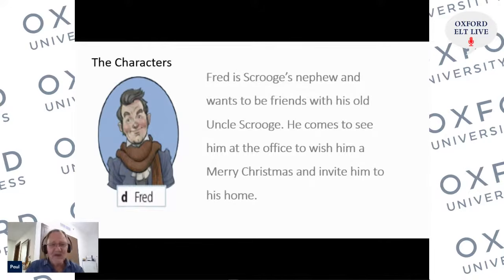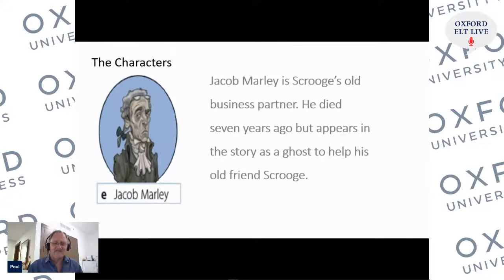Fred is Scrooge's nephew and wants to be friends with his old Uncle Scrooge. He comes to see him at the office at the very beginning. We'll meet Fred, and he wants to wish Scrooge a Merry Christmas and invite him to his home for Christmas. Finally, we have Jacob Marley. Jacob is Scrooge's old business partner and, we think, a friend. He died 7 years ago, but appears in the story as a ghost or a spirit to help his old friend Scrooge. So watch out for Jacob Marley.